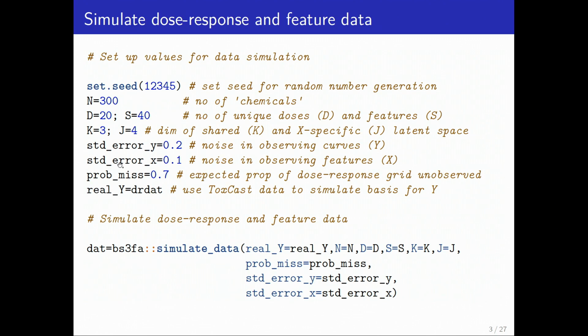And then finally, with the real toxicology data, we don't actually observe the response at every possible unique dose value. We often just observe snippets of dose response curves. So what I'm doing here is I'm setting the probability of any given value. Yes?